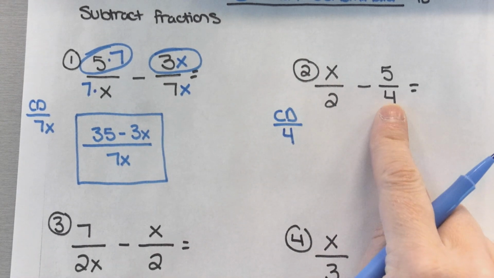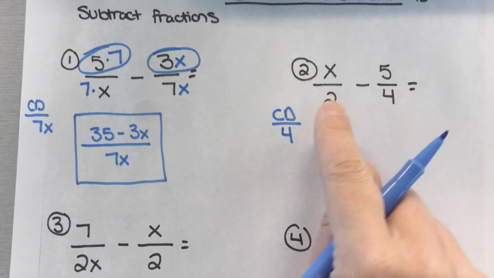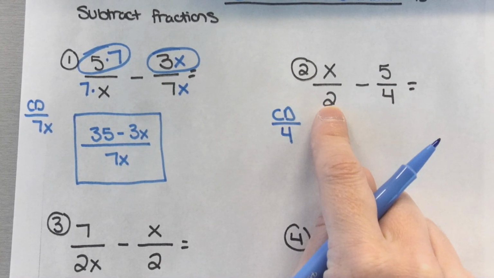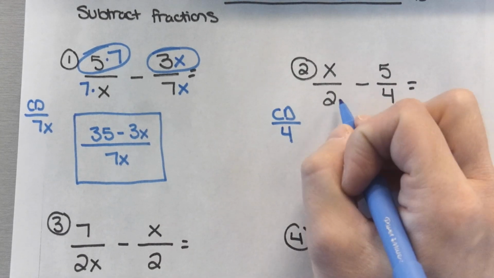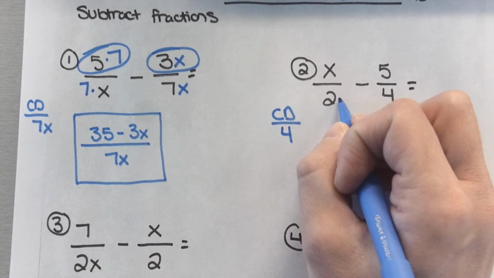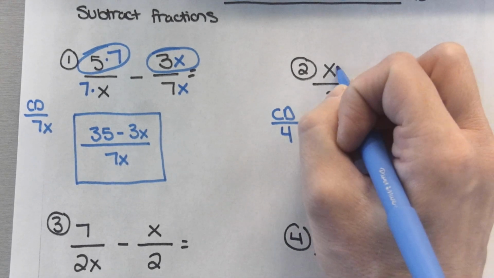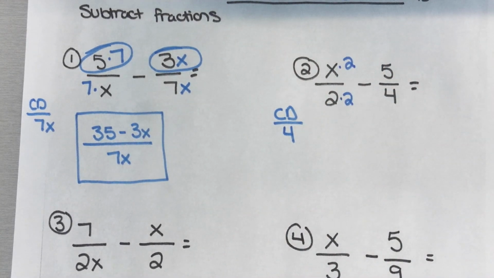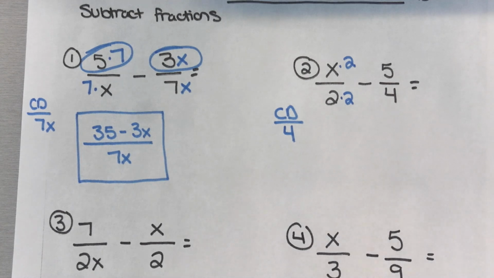Okay. So do you see how this one already has the common denominator? That one's good to go, yeah? Does this one already have the common denominator? Nope. What does it need? It needs a 4. How can we make it 4? It needs another 2. So I'm going to multiply by 2, and again, if I do it to the bottom, I have to do it also to the top.